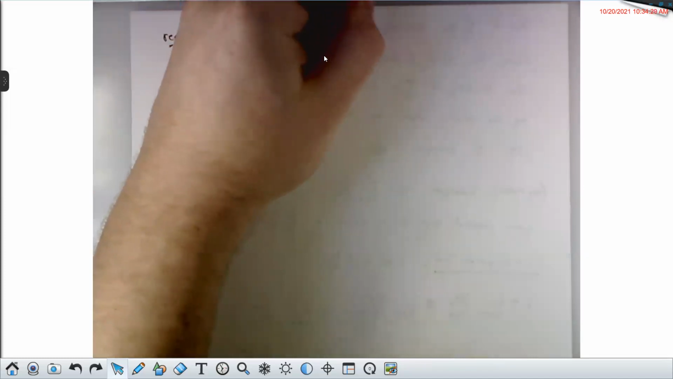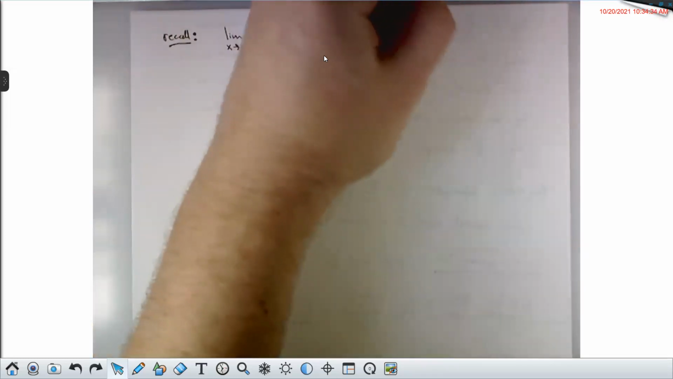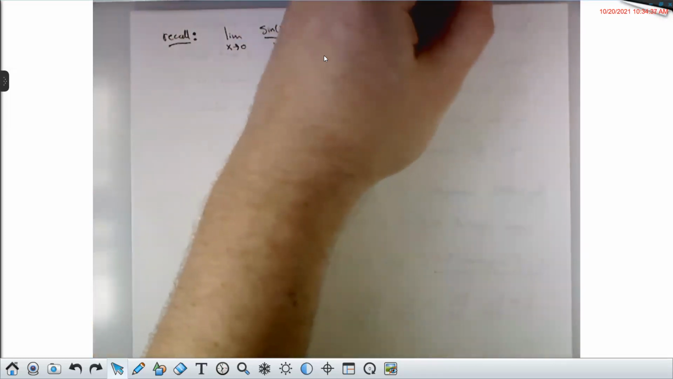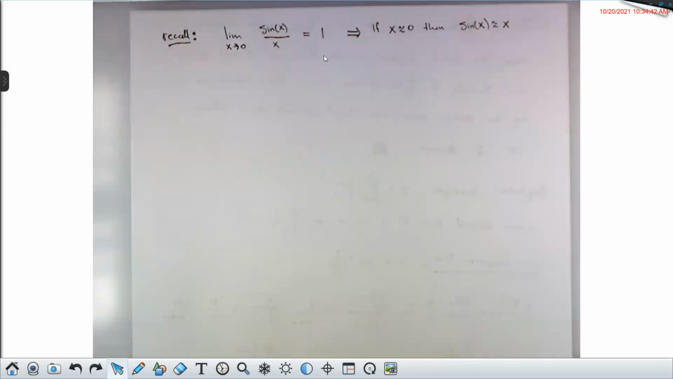And a consequence of this is that if x is close to 0, then the sine of x is very close to x itself, right? The limit as x goes to 0 of sine x over x equals 1 means if x is close to 0, then sine x over x is close to 1, which means multiply both sides by x, sine x is very, very close to x. In other words, the linear approximation for the sine function near 0 is the line y equals x.